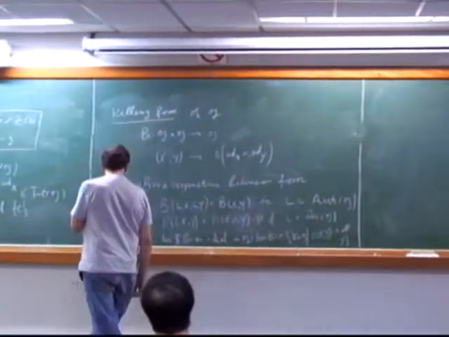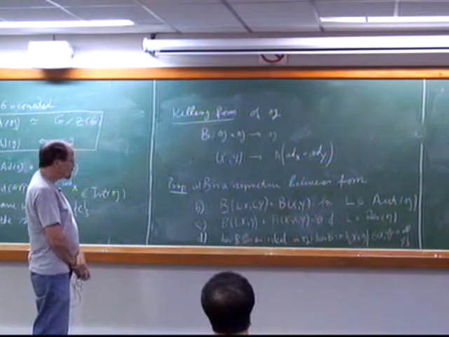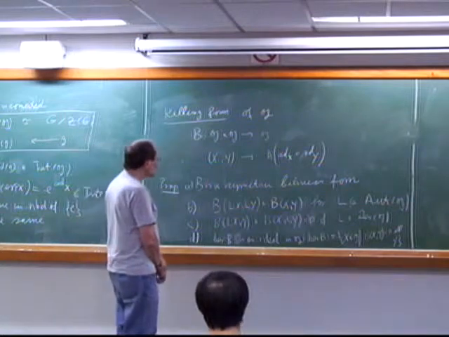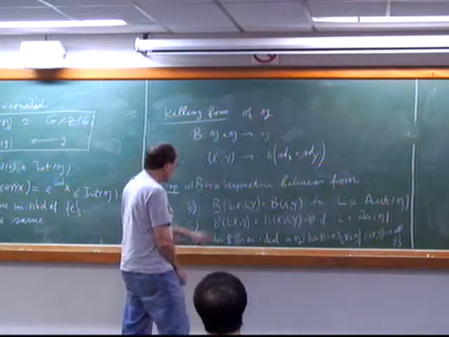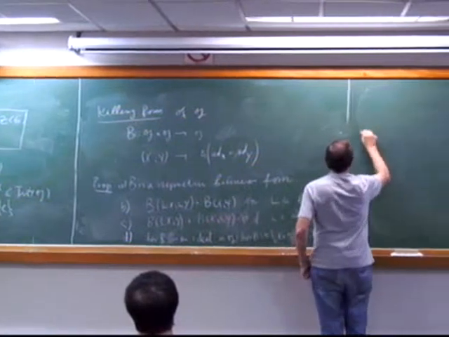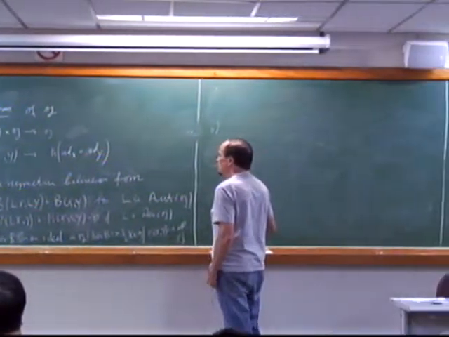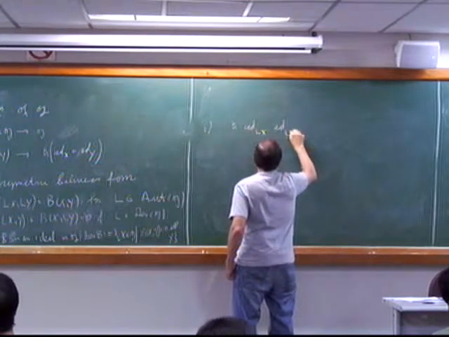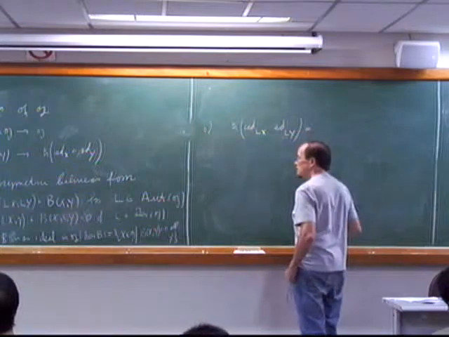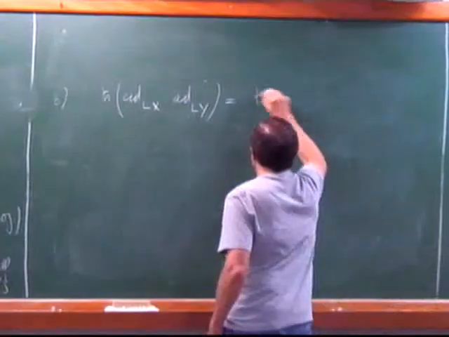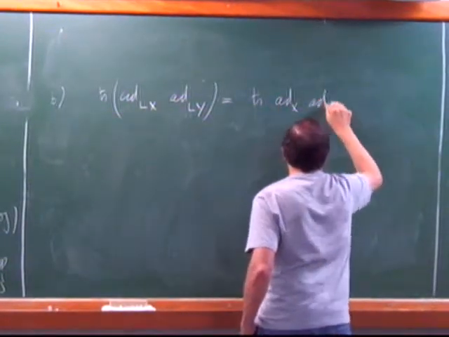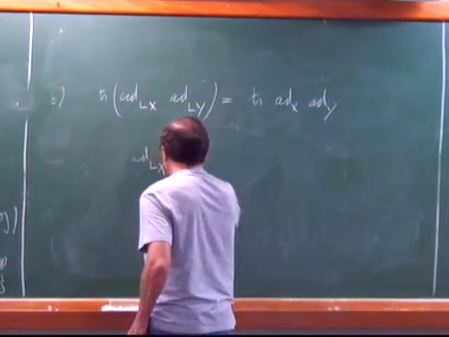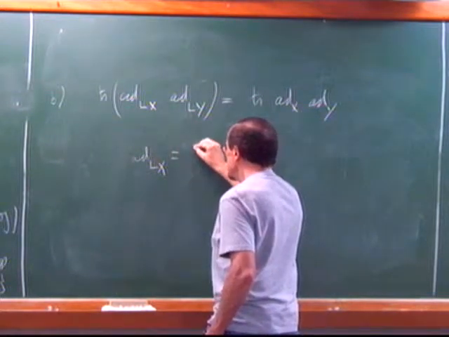Okay. So what do we have to prove? Well, why is B true? I guess A was clear. Why is B true? So I have to prove trace of ad L x, ad L y is trace of ad x, ad y. Remember what ad Lx was? Let's discuss that earlier. That was, did we discuss that?